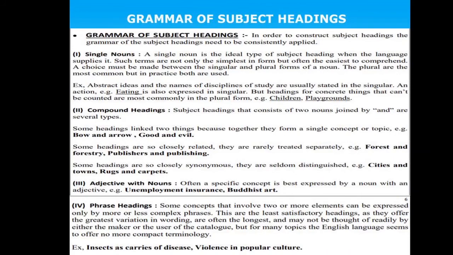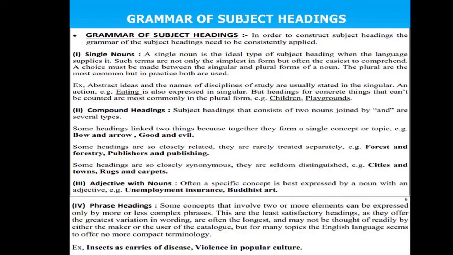Compound headings, compound in the sense that there is more than one noun connected by a conjunction, usually and or something like that. A subject heading that consists of two nouns connected by and has several types. For example, some headings may link two things because together they form a single concept. See the examples, bow and arrow, good and evil. Together they form the thought content of the book. Good alone would be only a half part, or bad alone only a half part.